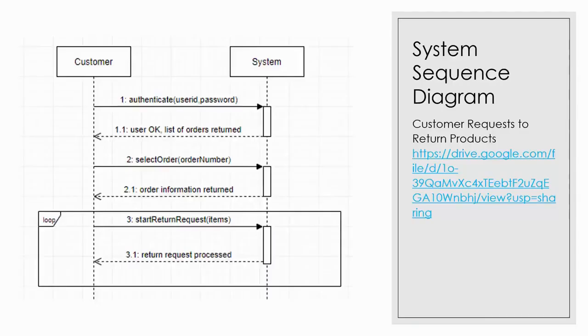First, let's look at the system sequence diagram. We can see the interactions between the customer and the system. The customer has to log in, so we have an authenticate action to the system. If the credentials are valid, the system returns the order.